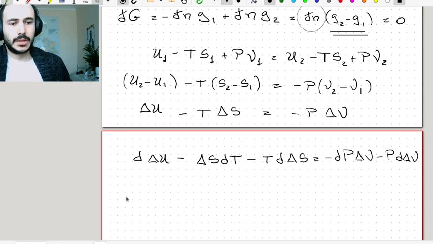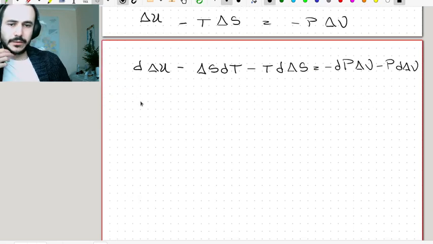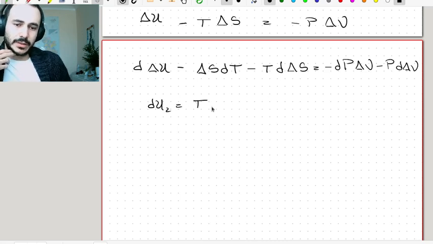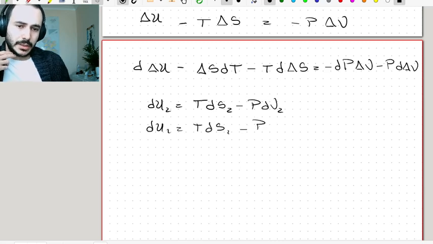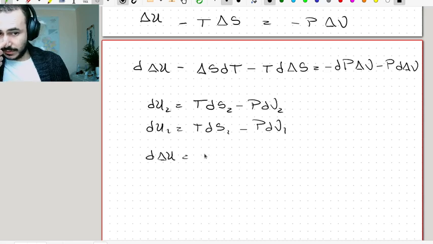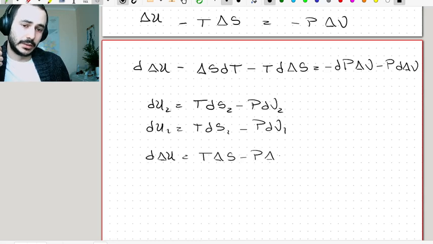So just remembering the first law of thermodynamics, we know that dU2 is going to be equal to T dS2 minus P dV2. And the same thing happens with the other phase, exact same thing, dV1. So if we take the difference of the two, we see that d delta U is going to be equal to T delta S minus P delta V.